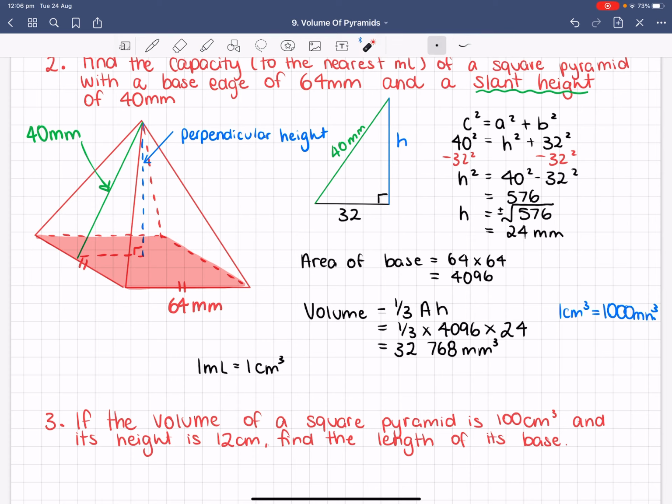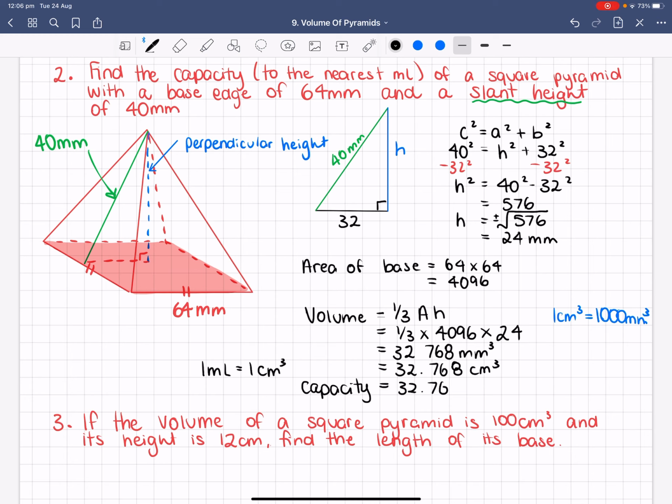So to get this into centimeters cubed to help us do the quick conversion, we just divide it by 1,000, which is why we get 32.768 centimeters cubed. And since 1 milliliter equals 1 centimeter cubed, we can then say the capacity is therefore equal to 32.768 milliliters. And because it's said to the nearest milliliter, we'll just say it's approximately 33 milliliters.